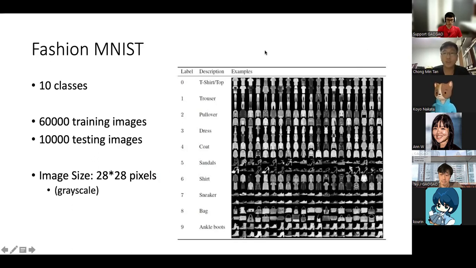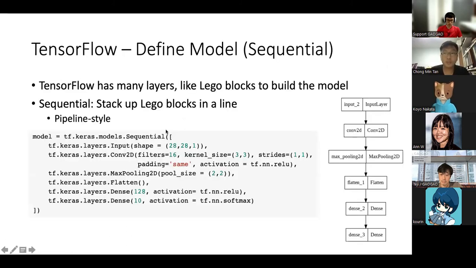Do take note, if you are doing color images, your channel will be by default 3 because you have RGB, red, green, and blue. So this is how we define the TensorFlow model. I'm just going to go through roughly what the layers are. We have the input layer again, which tells us the input is 28, 28, 1.